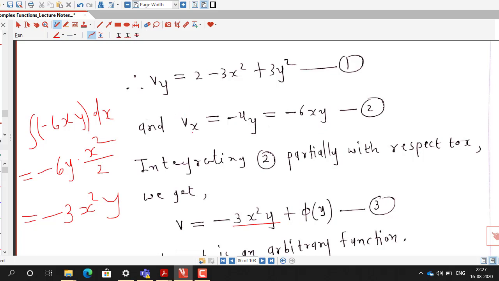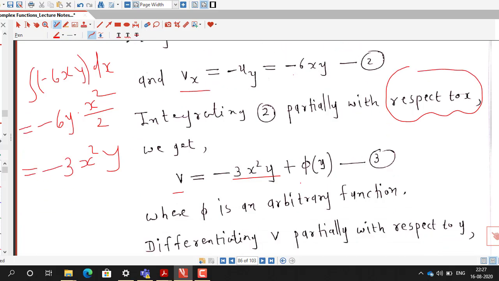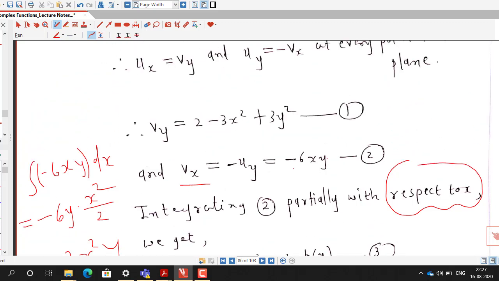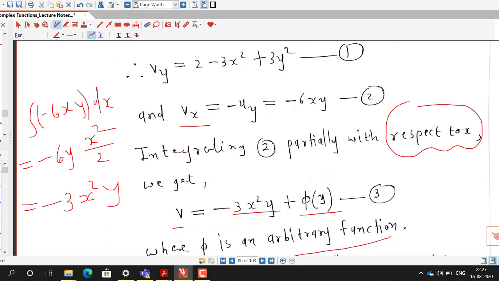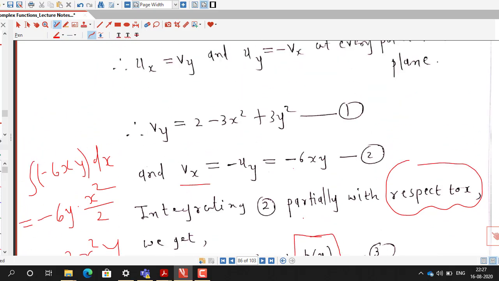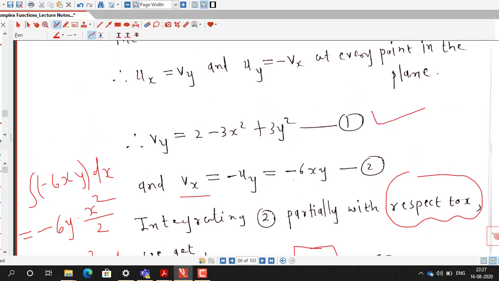Integration of del v by del x with respect to x is v, and because we are integrating with respect to x, we will consider y as constant. So arbitrary constant may be function of y also. Therefore we have written phi of y. Now phi of y is unknown quantity, so to find out phi of y we use this first equation.